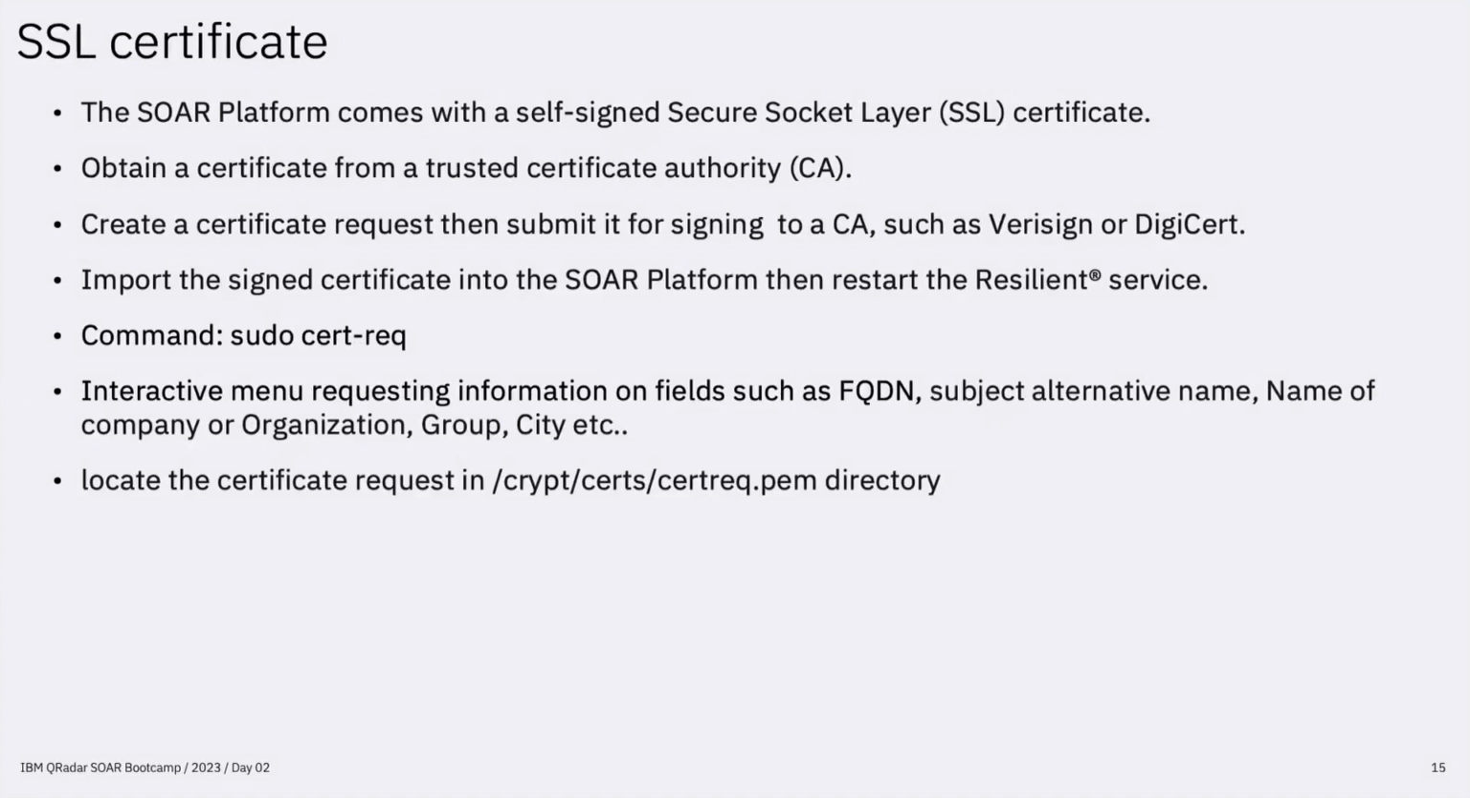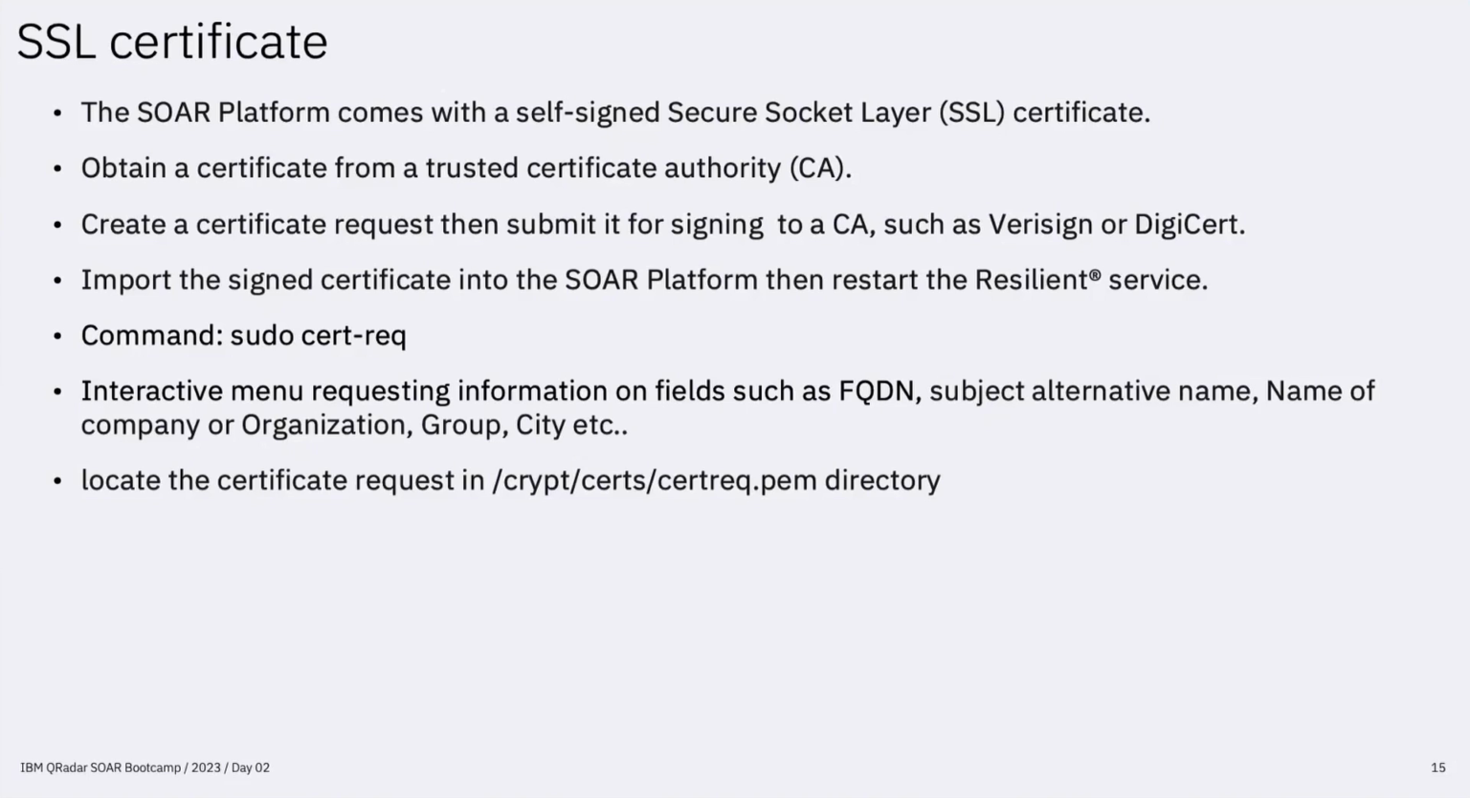SOAR platform comes with a self-signed SSL certificate, but we do not recommend that you use this in a production environment. For optimal security, you obtain a certificate from a trusted certificate authority, commonly known as CA. If you do not have a signed certificate, you can create a certificate request and then submit it to a CA like VeriSign or DigiCert for signing of the certificate.